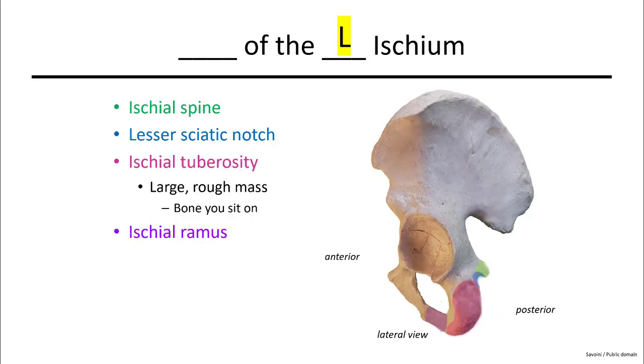Now onto the ischium. We have this lower little jutting out ridge identified in green as the ischial spine. And then the tiny blue notch below it is the lesser sciatic notch. And then the large bulbous portion that would actually be what you sit on is known as the ischial tuberosity. And then the ischium only goes halfway up this beam of bone as it goes towards the pubis. So this lower half is known as the ischial ramus, identified in purple.